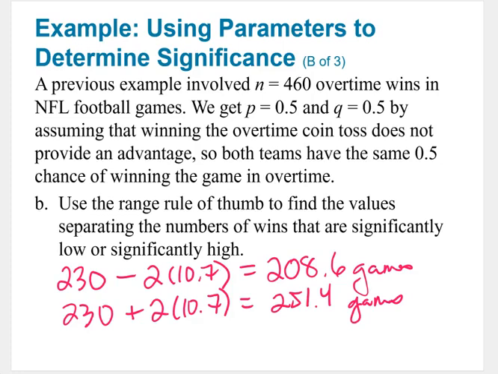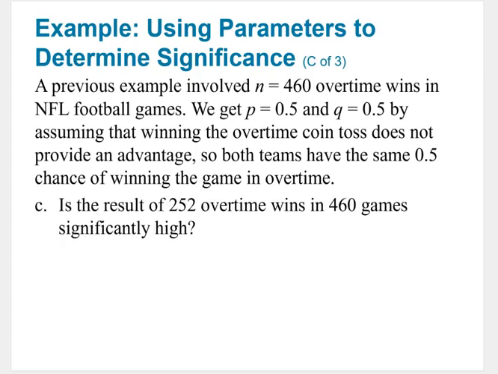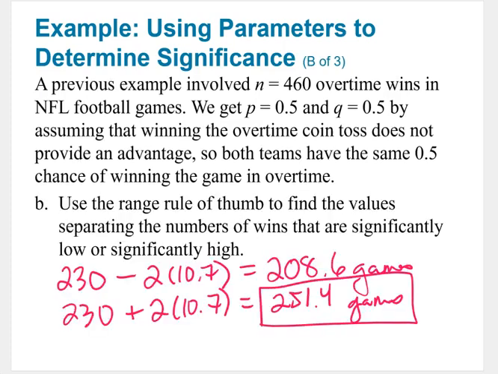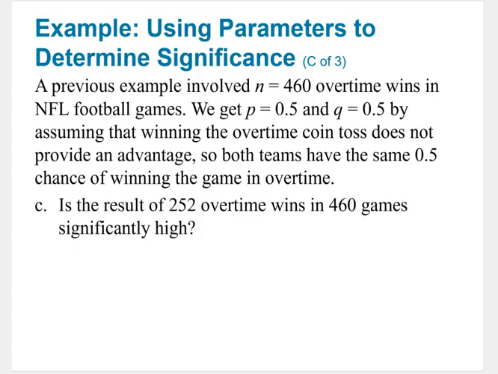So if we think back to our original problem that we had at the beginning, it asked if the result of 252 wins is significant. And it actually is, because if you look back at the last slide, here was our upper limit. Anything more than 251.4 games would be considered significant. So since 252 is larger than 251.4, then 252 wins is considered a significant amount. If it was 251, it wouldn't be, but 252 is considered significant based on that rule of thumb.